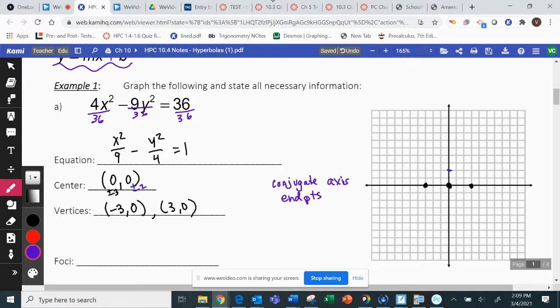Now, they're not points. I made a little dash instead, just so I could see where it is going to be. I changed the color so it's not really part of the graph. And what I do next after I find those endpoints is I'm going to make a rectangle. And that rectangle is going to be the very ends of the transverse and the conjugate axes.